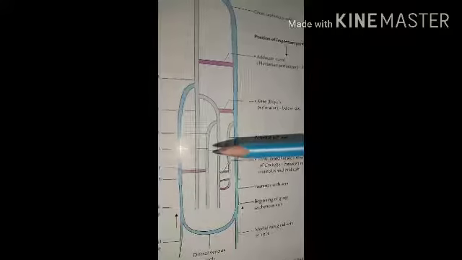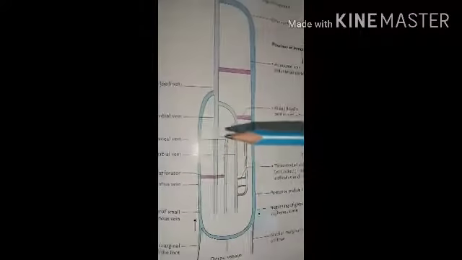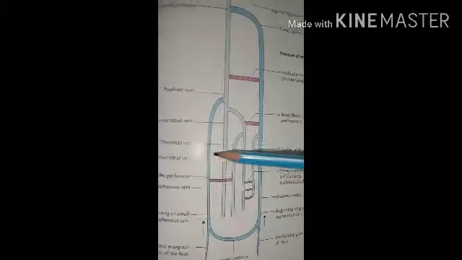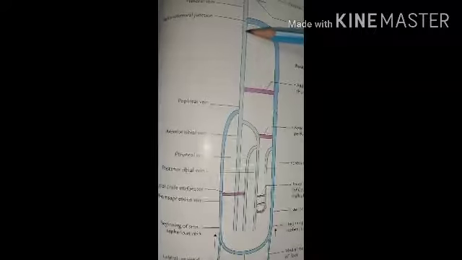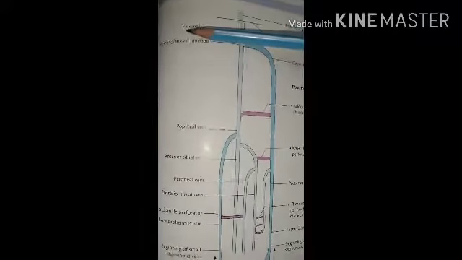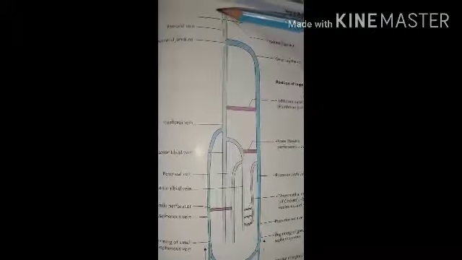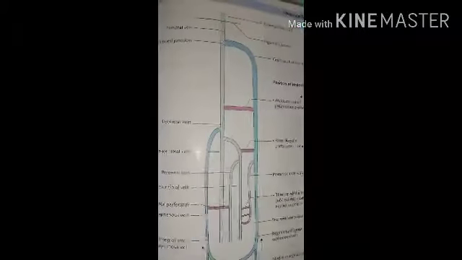Then the second one is the popliteal vein, this one. Then the peroneal vein, this one. And the last one is the femoral vein. Here you can see the femoral vein, and it drains into the external iliac vein.